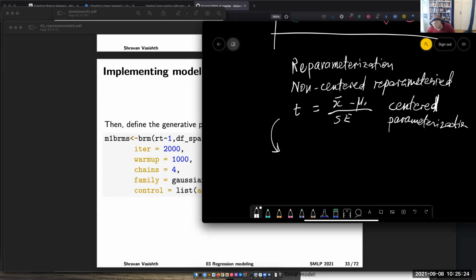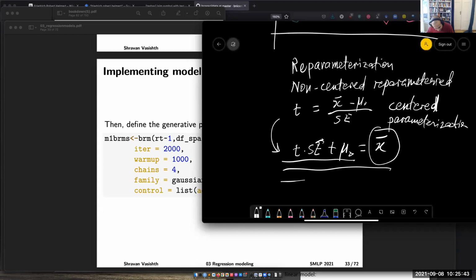So I would basically say t times standard error plus mu 0 gives me an estimate of x bar, right? This is called a non-centered parameterization. So this parameter has been reparameterized in terms of t, standard error, and mu sub 0, right? So this is the general idea. Whenever we run into trouble with a parameter in the model, we will create something called a non-centered parameterization. So this will come later on.